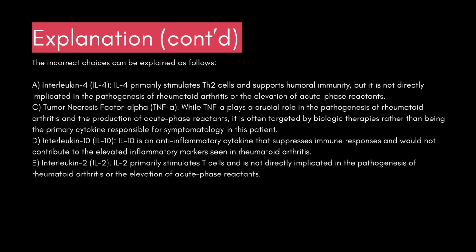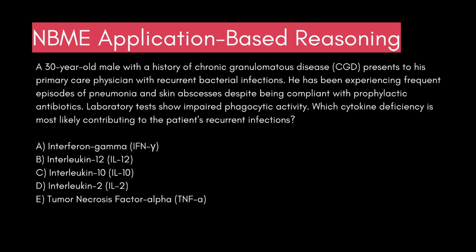Let's go ahead and take a look at the next question. We have a 30-year-old male with a history of chronic granulomatous disease, CGD, who presents to his primary care physician with recurrent bacterial infections. He has been experiencing frequent episodes of pneumonia and skin abscesses despite being compliant with prophylactic antibiotics. Laboratory tests show impaired phagocytic activity. Which cytokine deficiency is most likely contributing to the patient's recurrent infections?